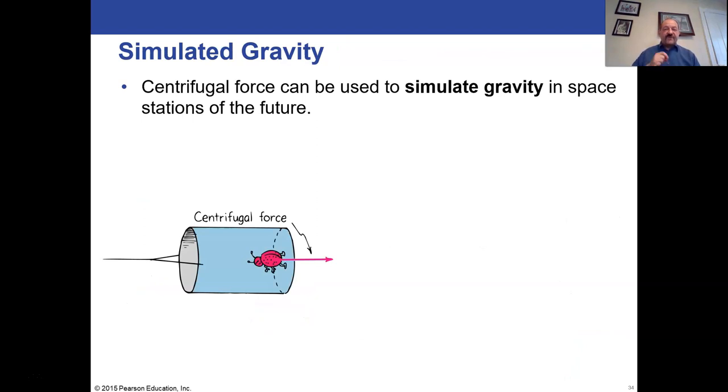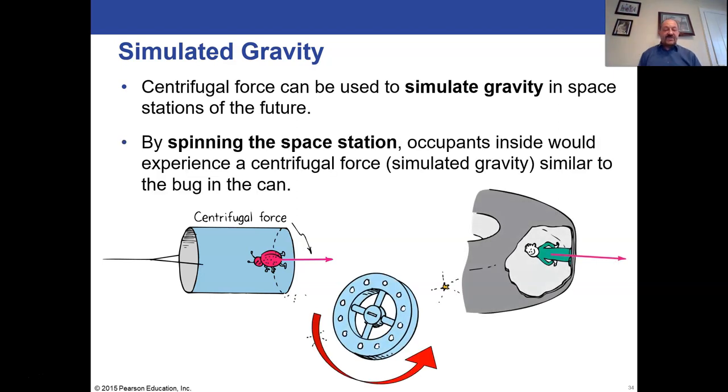So centrifugal force can be used to simulate gravity in space stations in the future. We don't have these yet, but people have been talking about these for at least 50 years. If you ever watched the movie 2001: A Space Odyssey, I think that movie came out around 1968 to 1971, in that ballpark. They had a rotating space station in there that was beautifully filmed. I highly recommend watching it to see people running around the circle of the space station.